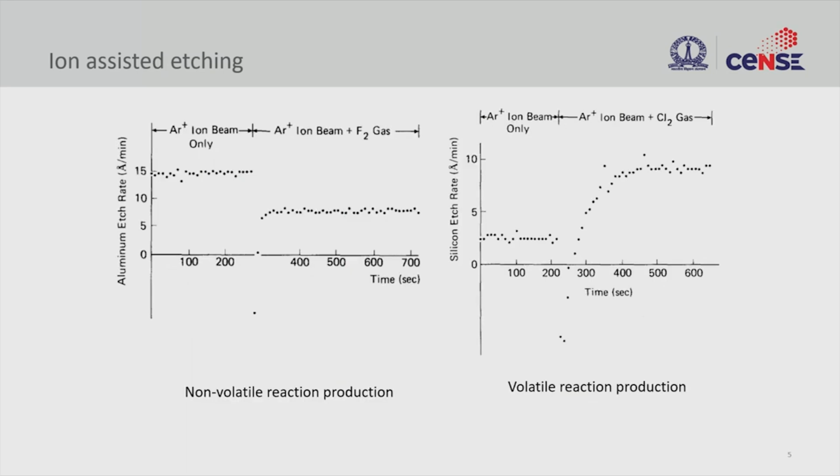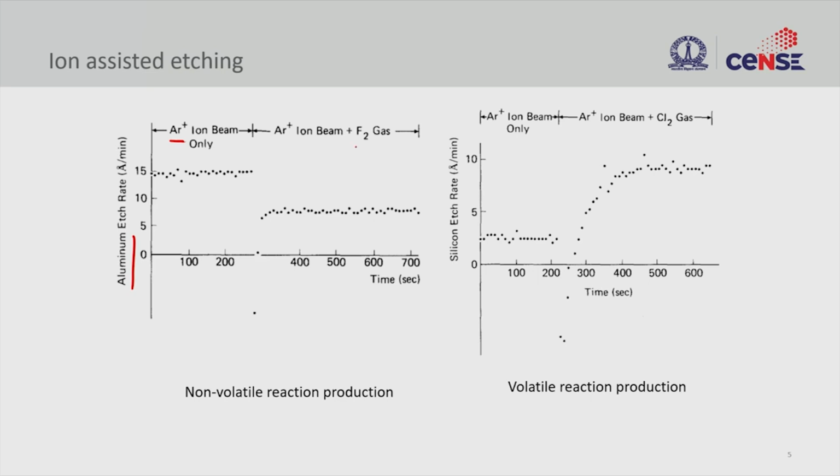And this is again multiple confirmation on the etching, but in this case some interesting experiment was done with halide and argon to show not only etching, you can also have deposition and so on. So on the left side, this experiment was conducted on aluminium. You take aluminium and expose it to argon ion only, and you see an etch rate of about 15 angstrom per minute.